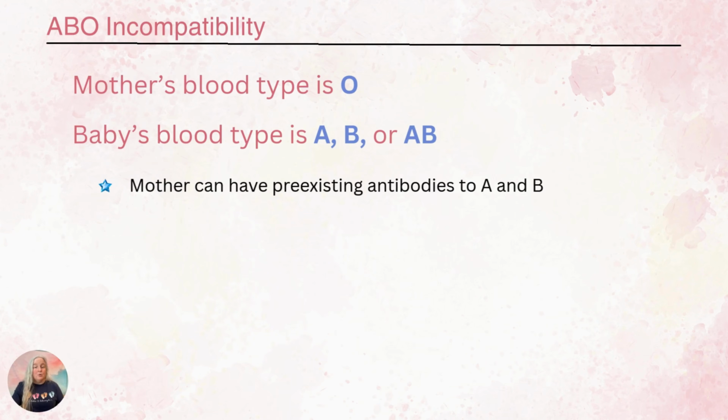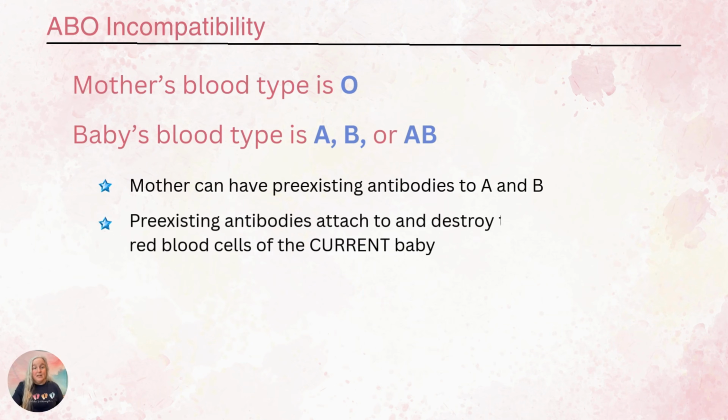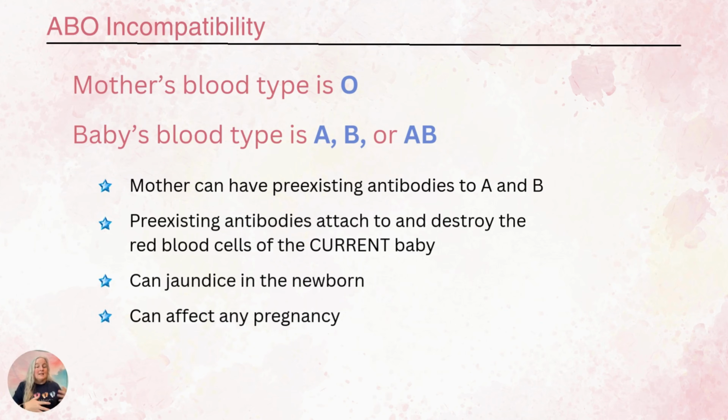And with this incompatibility, the mother's blood type being O and the baby's blood type being A, B, or AB, we have pre-existing antibodies that can exist in the mother's blood that are antibodies to the A or B antigen. These pre-existing antibodies can attach to and destroy the red blood cells of the current baby. And so this baby is going to be at risk of jaundice. This isn't going to be as significant as with the Rh incompatibility and the erythroblastosis fetalis and those things, but it still breaks down enough red blood cells that it can cause hyperbilirubinemia and jaundice for the newborn. This can affect any pregnancy because the antibodies are pre-existing, and RhoGAM can't help prevent this because the antibodies are already there.